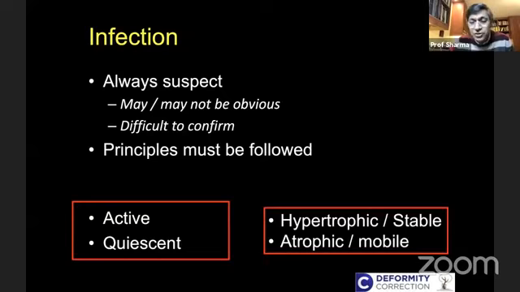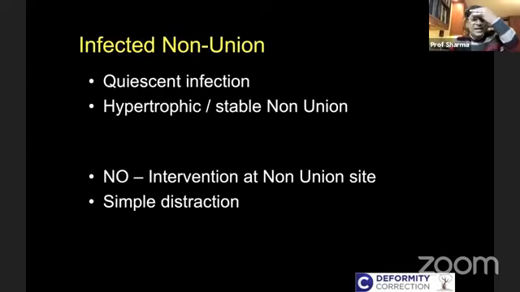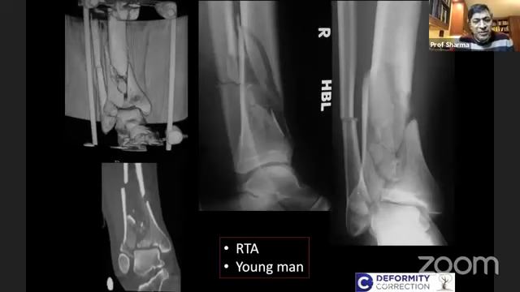Now I look at whether it is an infection, whether it is an active infection or not, whether it is a hypertrophic non-union, and whether it is a stable non-union or a mobile non-union. This is how I look at it. If it's quiescent, there is no active infection and it is hypertrophic, all I do is no intervention at the non-union site. I do a simple distraction and it heals. This is an example of a pilon fracture.